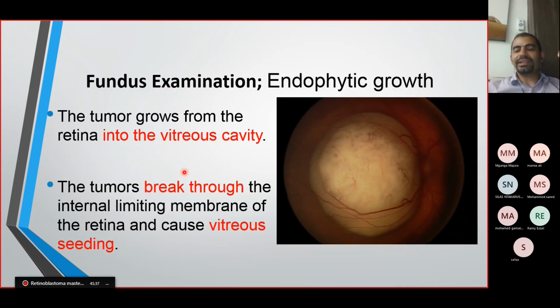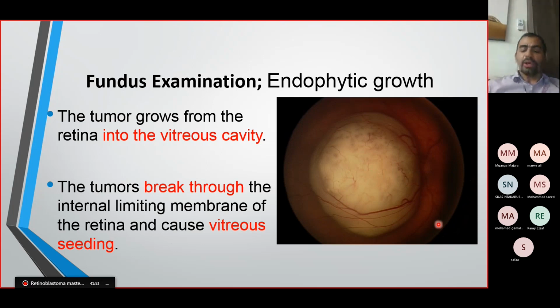Endophytic tumor means that it tends to grow towards the vitreous cavity. It tends not to give a retinal detachment, but rather it grows towards the vitreous cavity, and usually it may break through and give vitreous seeds.